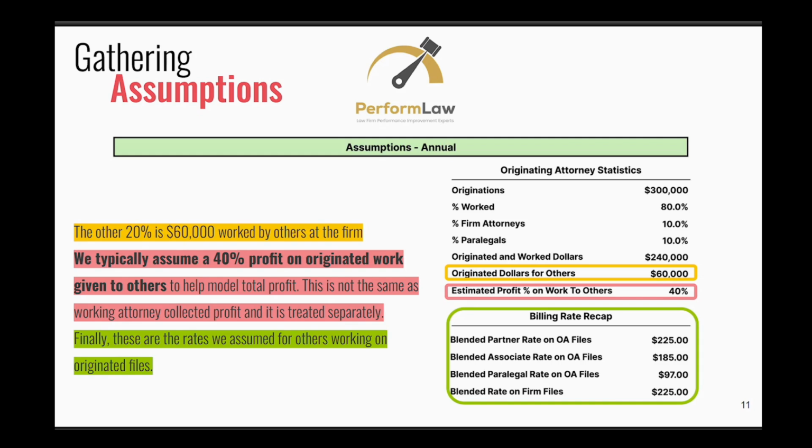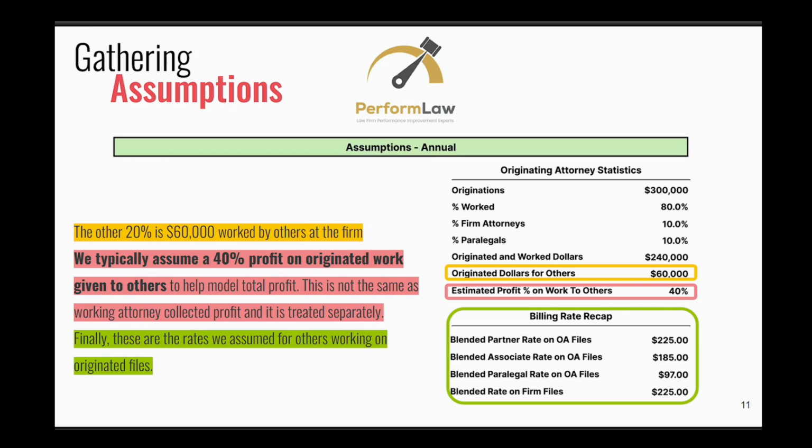We estimate that a 40% profit will be produced from this work that the attorney originates and gives to others. This 40% is an estimate that we actually assume to help us with our model.